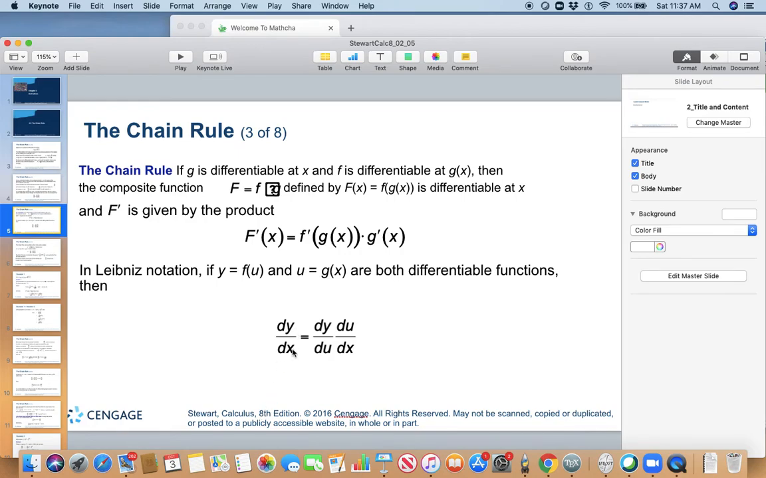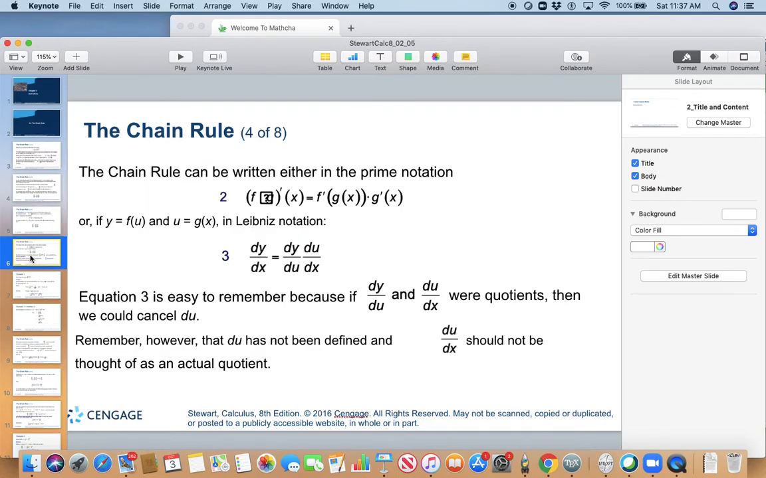Now in Leibniz notation, dy/dx is dy/du times du/dx. The chain rule, in other words, can be written in terms of prime notation, like this. That's the Newton notation, or the Leibniz notation, like this. This is easier to remember because it seems like the du's can be cancelled. Well, that has no meaning, but I hope the meaning is clear, and it's easier to remember.